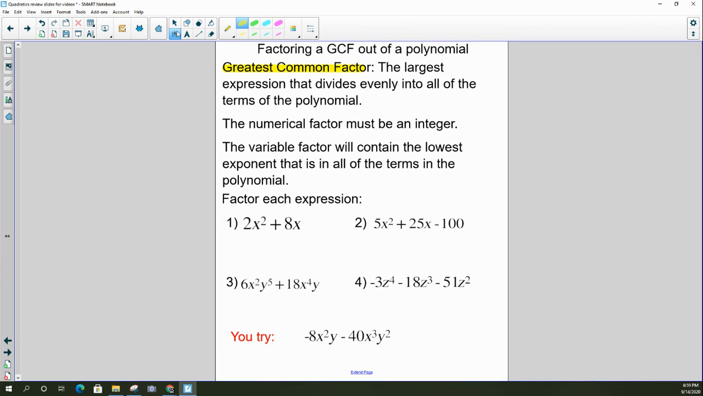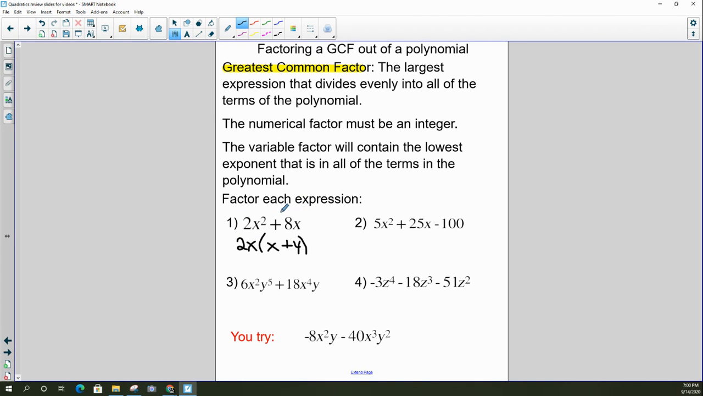So we have a couple examples here. Number one, we've got 2x squared plus 8x. So what is the GCF here? Obviously 2 goes into both 2 and 8, and they both have an x in them. So the GCF is 2x. I'm going to take that and place it in front. That's going to be one of my factors, and then what's left is I just divide. So 2x squared divided by 2x is just x, and then 8x divided by 2x is just 4. And then you could check if I factored it out correctly by distributing, and it should distribute back to the original one.